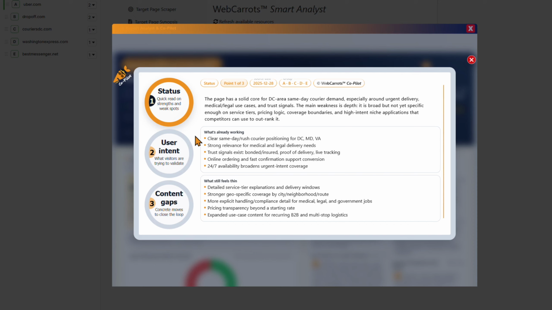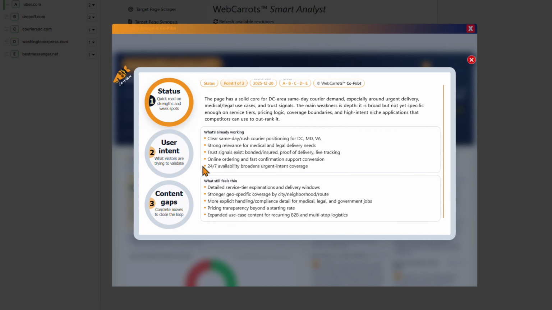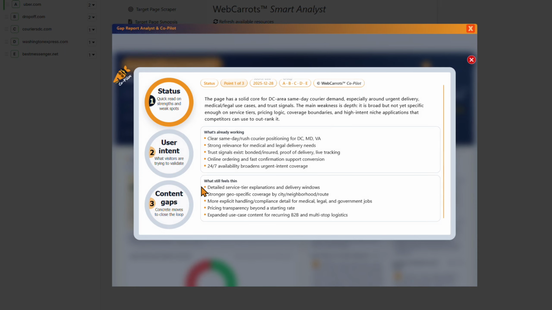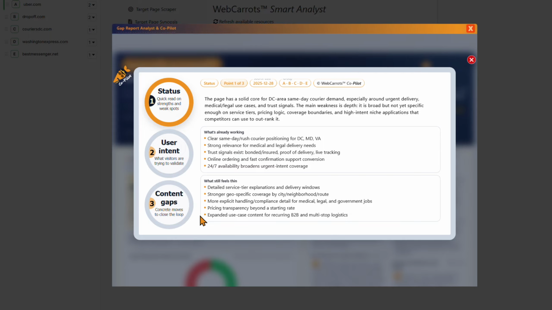Under what's already working, Co-Pilot lists the strengths the page should keep and build on. These may include clear same-day courier positioning, medical and legal delivery relevance, trust signals like bonded and insured drivers, proof of delivery, live tracking, online ordering, fast confirmation, and 24/7 availability. Under what still feels thin, Co-Pilot shows where the page needs more substance. This may include clearer service tiers, delivery windows, local coverage by city or route, stronger compliance language, better pricing transparency, and more content for recurring business routes or multi-stop logistics.